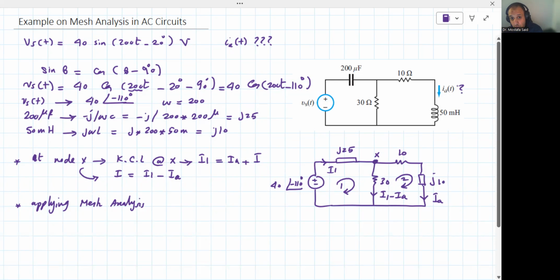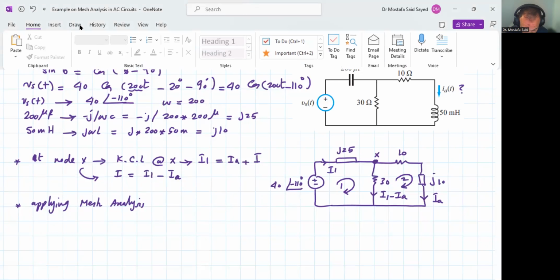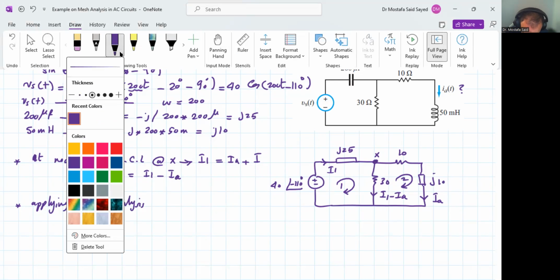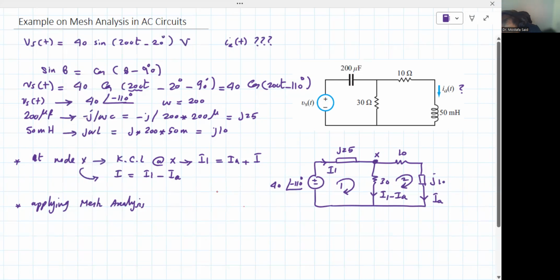Kirchhoff's voltage law needs the directions of the voltages. So let's show the directions in another color, for example, red here. The voltage is always opposite to the direction of the current in any element except the battery, the source.